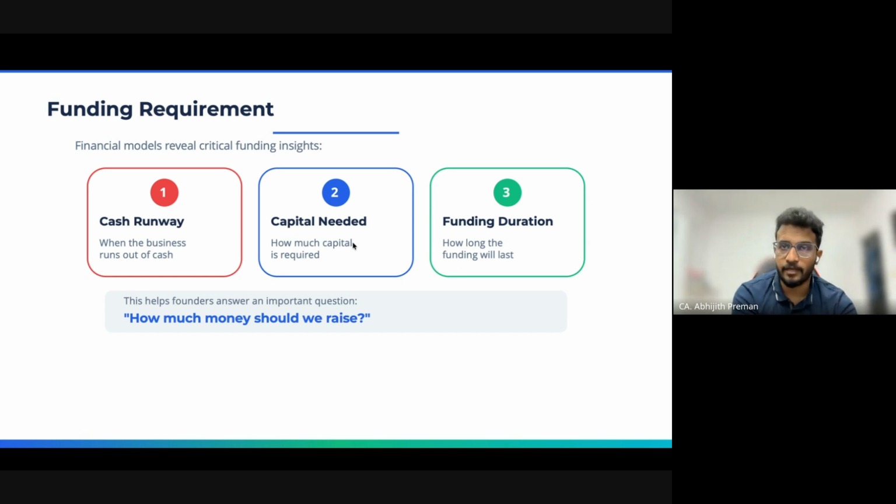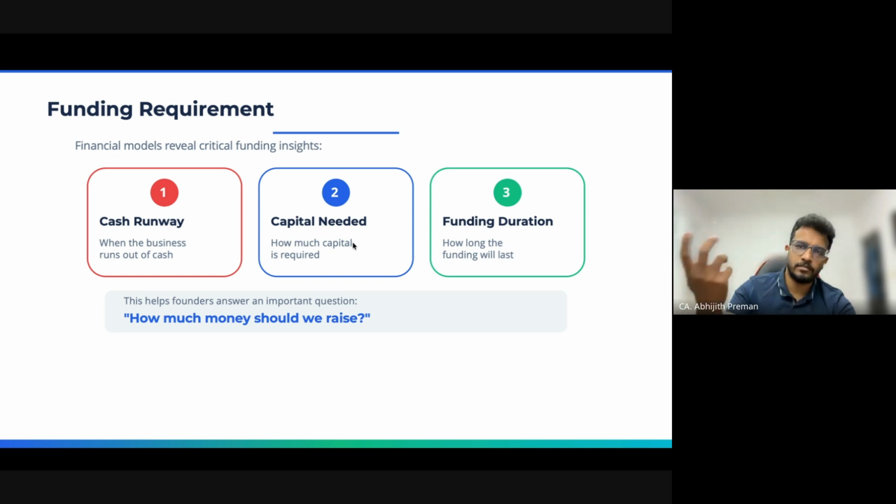Then what is the capital needed? For example, from the 6th month onwards, you are in negative cash flow. And this will go on till around the 12th month. And at the 12th month, the peak negative cash flow, the sum total of past expenses, is going to be 5 crore. Okay.